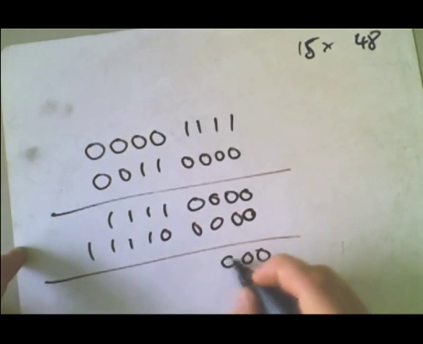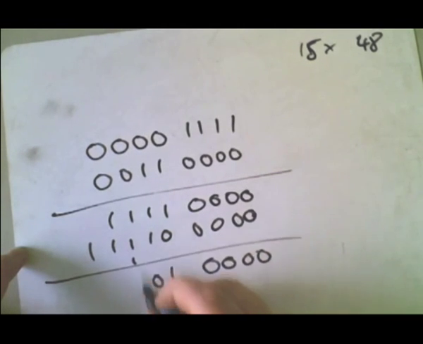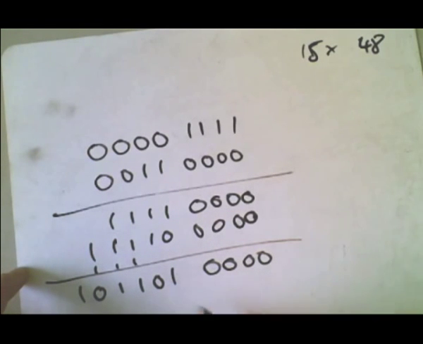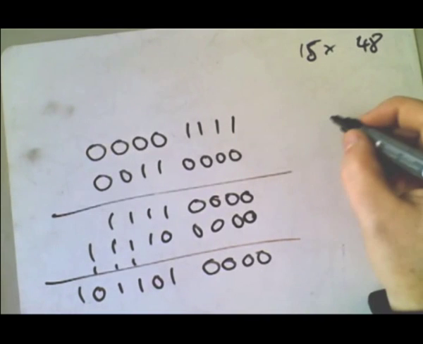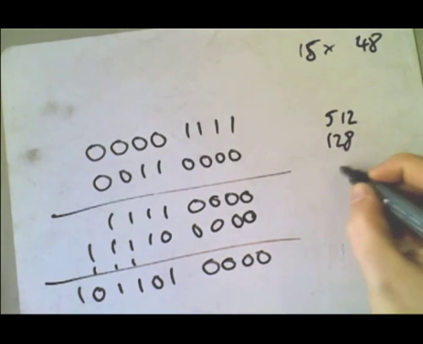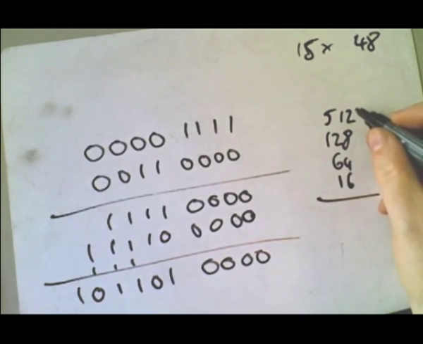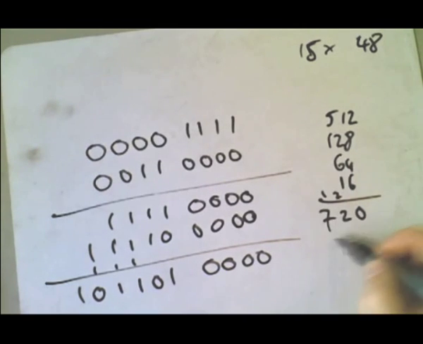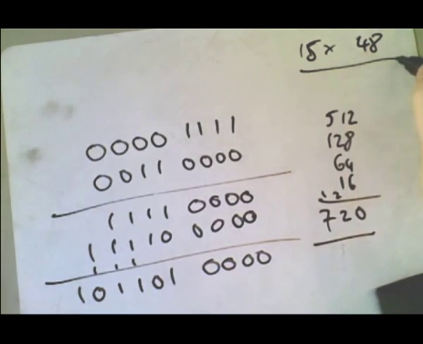Add them up. That's 2, that's 3, that's 3, that's 2. Okay, and what we've got is this big number here. This is 512, this is 128, 64 and 16. So we've got 512, 128, 64 and 16. And we've got 720. Okay, 15 times 48, 720, sounds about right.